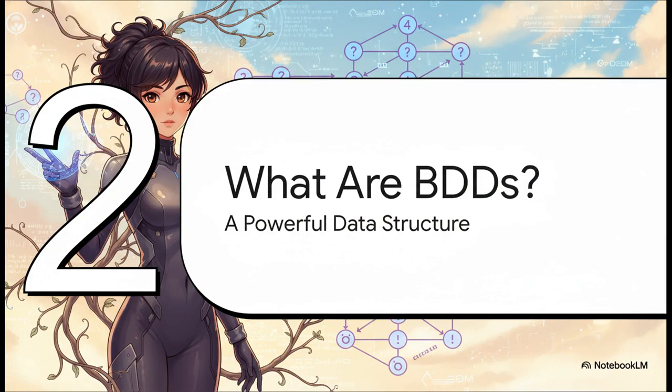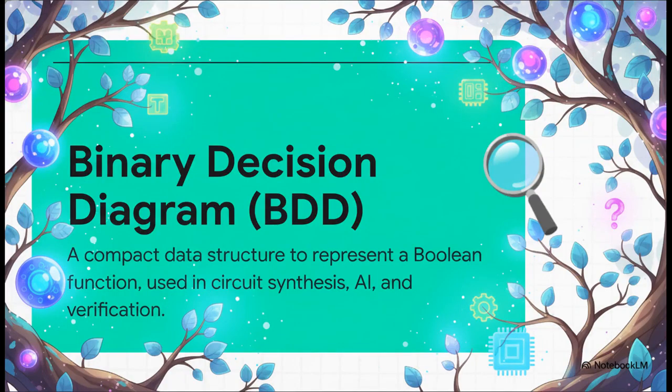Okay, so let's take this idea of order matters and bring it into the world of computing. This is where we meet a really powerful, but also really tricky data structure called a binary decision diagram. You'll hear it called a BDD. So what is a BDD?